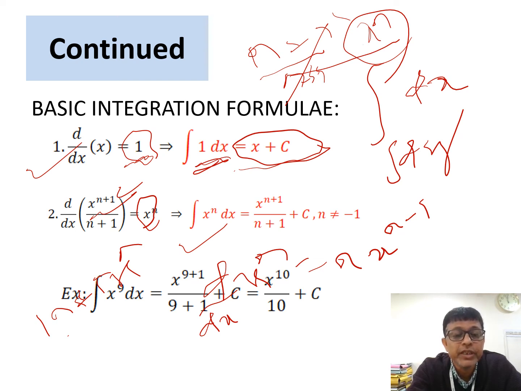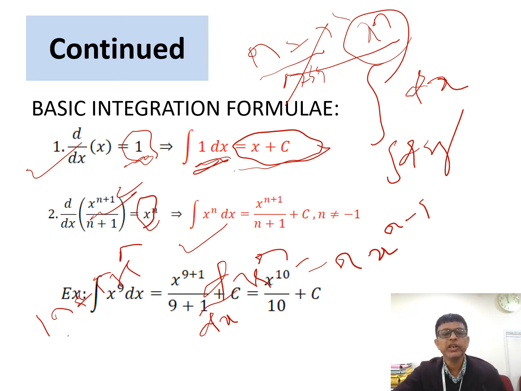After completion of the integration, you have to add plus c. That is very, very important. Already I have told. So this is x to the power 10 by 10, since 9 plus 1 is 10. Just remember one thing here: if it is a polynomial, like x to the power 9, x to the power 10 or x to the power 11, then after integration the power of x is also equal to the denominator. If the power of x is 10, then the denominator is also 10, plus c. So this is very, very important. This is one question related to x to the power n.